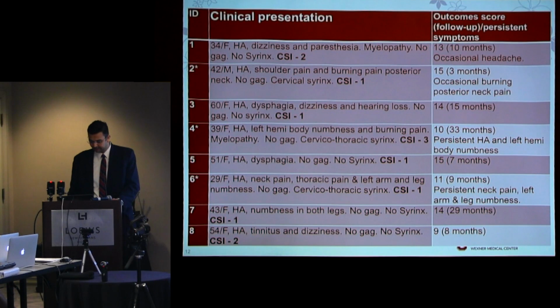If you look at these people, 2, 4, and 6, these were the syringomyelia patients. So outcome scores of 15, 10, not that much. They have persistent hemibody numbness. And 6 had persistent neck pain and left arm and leg numbness. So there were some persistent symptoms, although radiographically the syrinx decreased in size, and these patients did not require any additional surgeries for the syrinx itself.